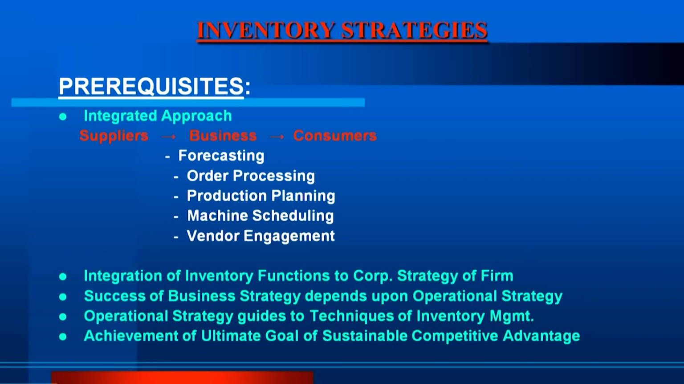How much time it is going to take to convert the raw material into the finished product, and how much time it is going to take to acquire the raw material from the place of supplier to the place of manufacturing. Order processing will take how much time? Production planning should be very carefully done. Machine scheduling should be very efficient, and the vendor engagement should also be very good.